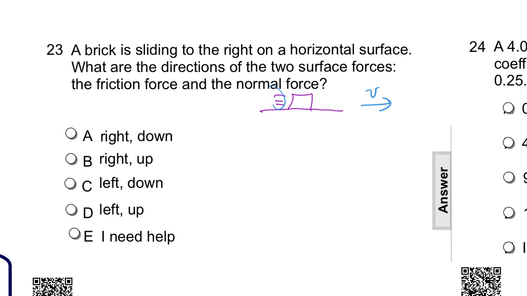Okay, so what are the directions of friction force? Well, friction always opposes the motion. And normal force is always perpendicular to the surface, so the normal force is up and the friction is to the left. So friction is to the left, normal force is up. So that's letter D.